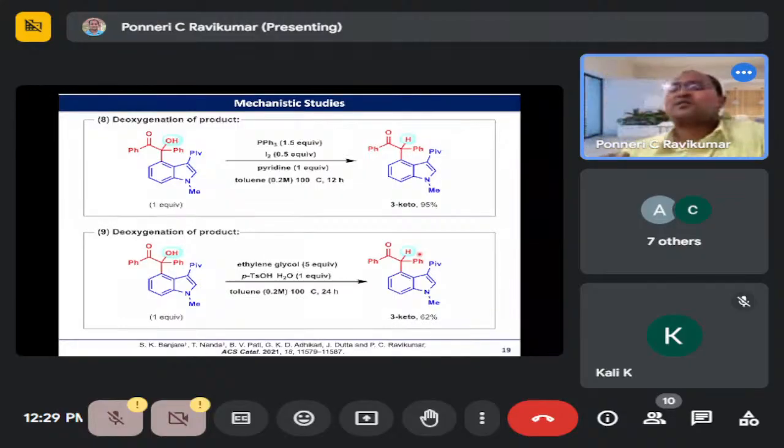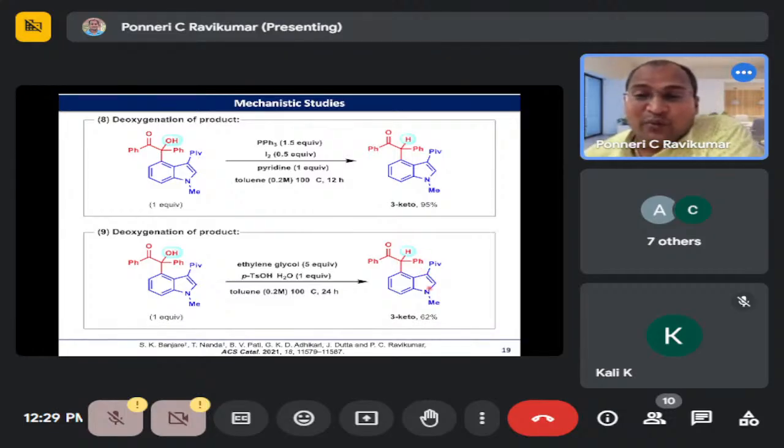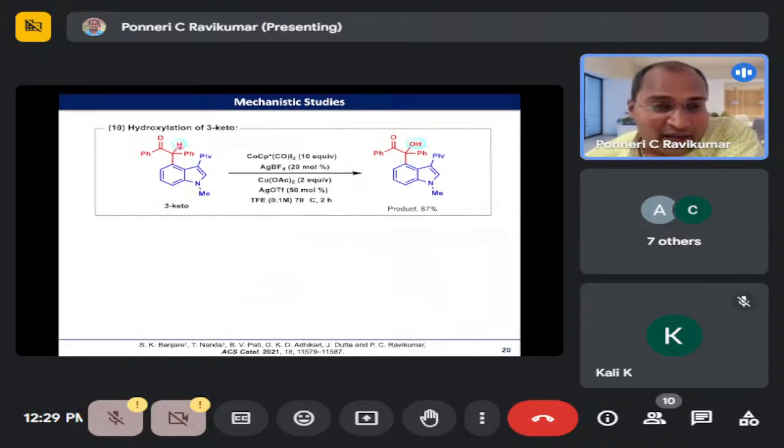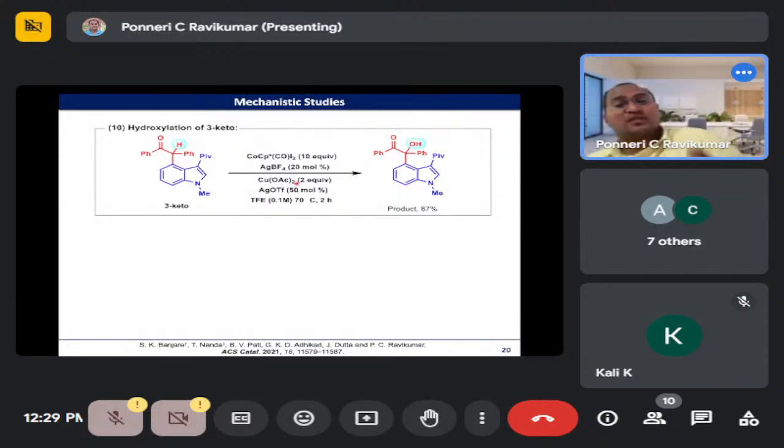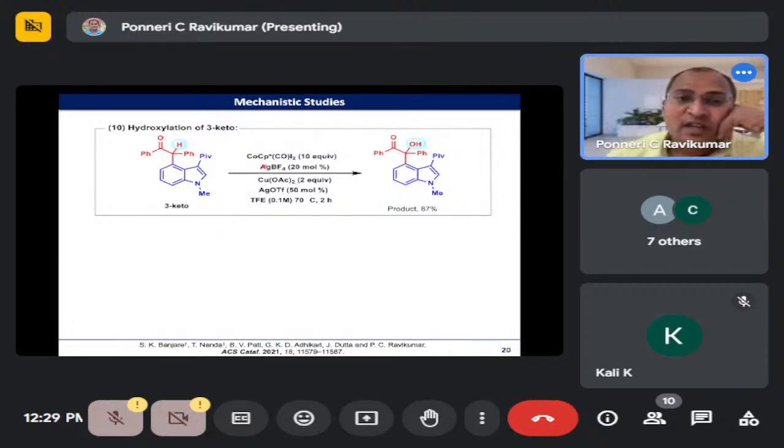So this struck us, maybe this product might be the intermediate in the reaction mixture. So what we did, we isolated this product, and this is the hydrogen containing product, and then subjected this product to the standard condition. This is the standard condition which we discovered initially. And surprisingly, this hydrogen is getting oxygenated. So what it tells is that this is an intermediate product in the reaction medium.